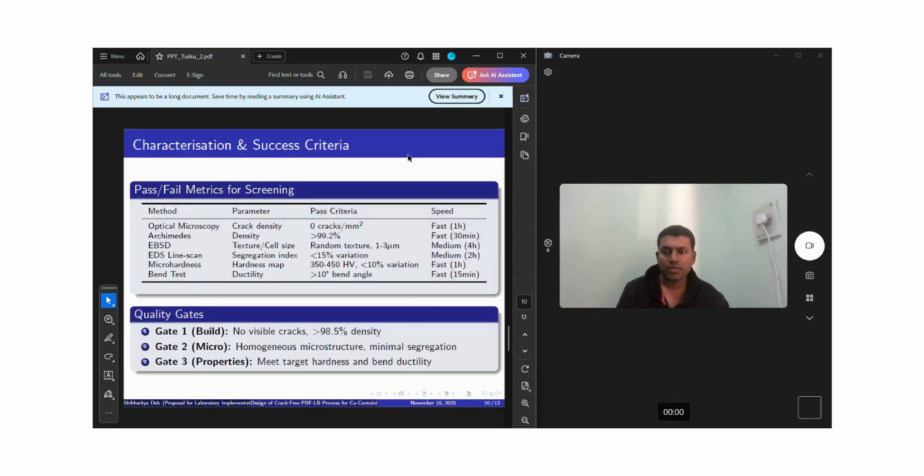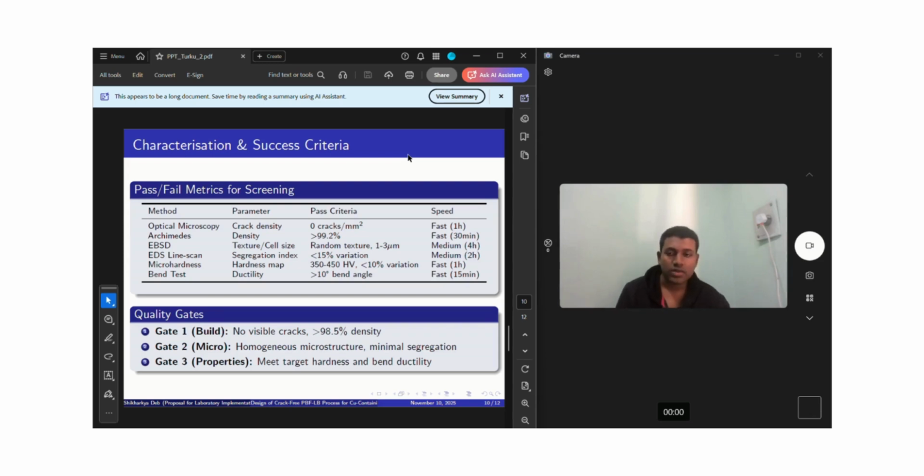For the success criteria, with the method of optical microscopy, our parameter will be the crack density, which has to be zero cracks per square millimeter. For the Archimedes principle, we need to check the density. For electron backscatter diffraction, we need to check the texture or the cell size. For the energy dispersive spectroscopy line scan, the parameter will be the segregation index, which has to be less than 15% variation. For the microhardness, the parameter will be the hardness map, and for the bend test, it will be the ductility, which has to be greater than 10 degrees for the bend angle.